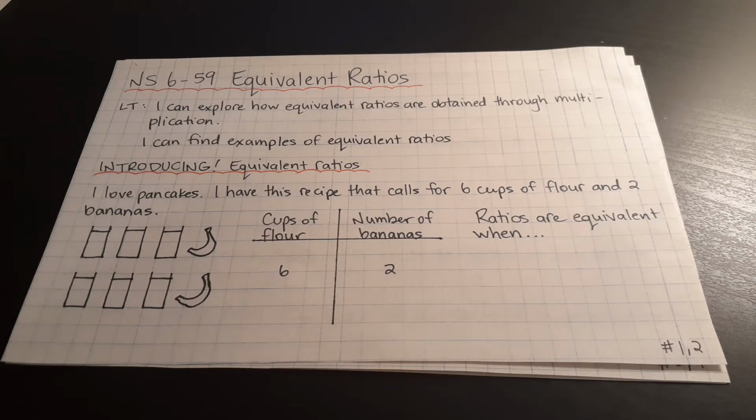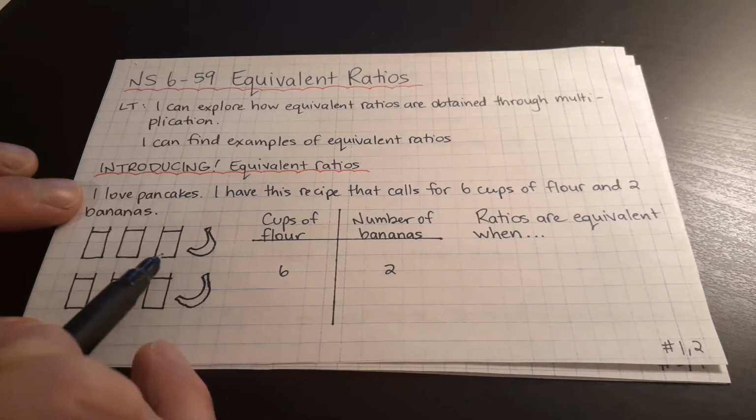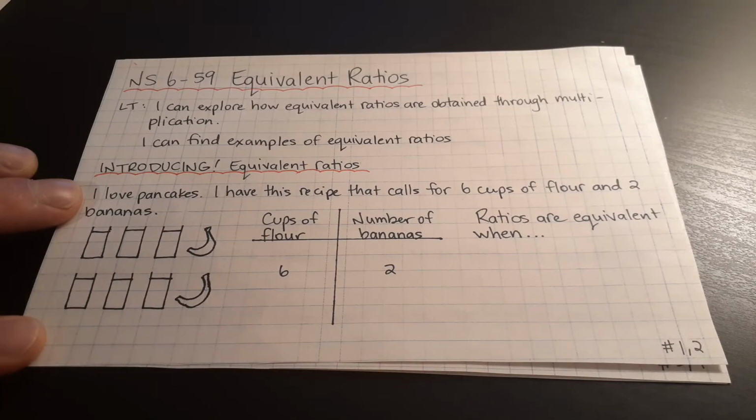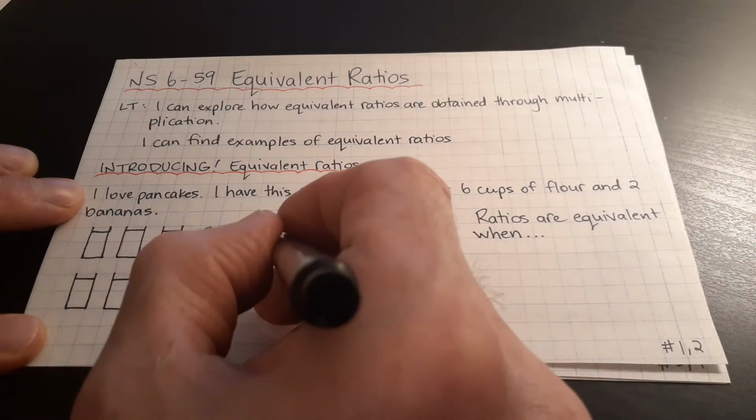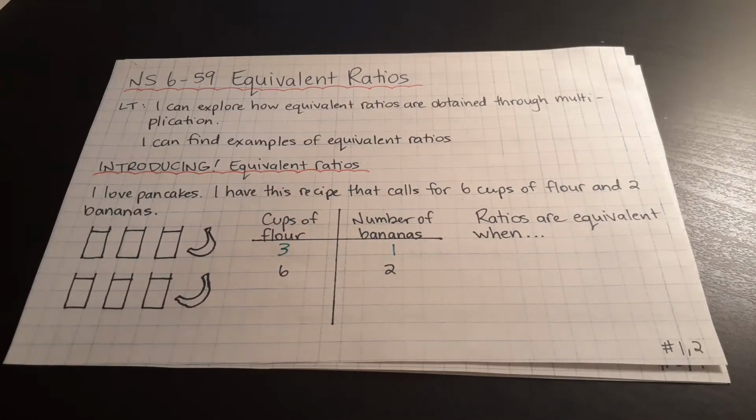Hopefully, as you look at the left-hand side of your screen, what you see is that if I only had 1 banana, then I would need 3 cups of flour. So I can write over here, if I had 1 banana, I would be able to use 3 cups of flour. So the number of cups of flour is always going to be 3 times the number of bananas. So if you know how many bananas you have, you can always figure out the number of cups of flour you need because you're always going to multiply by 3.